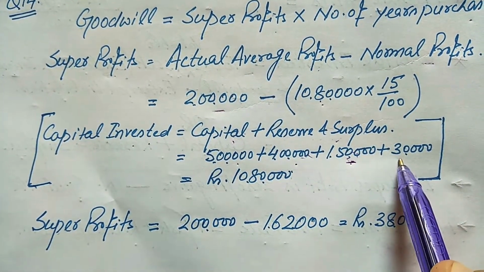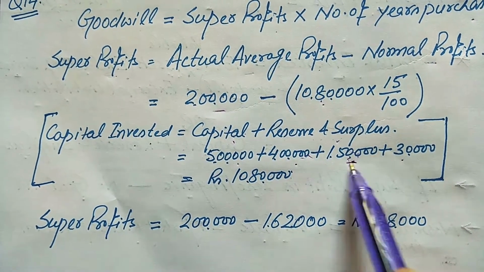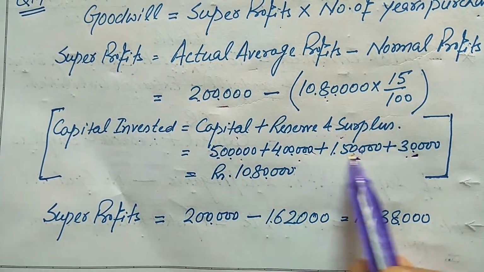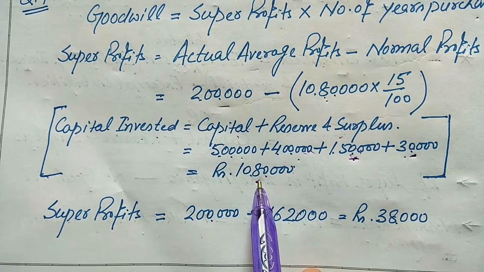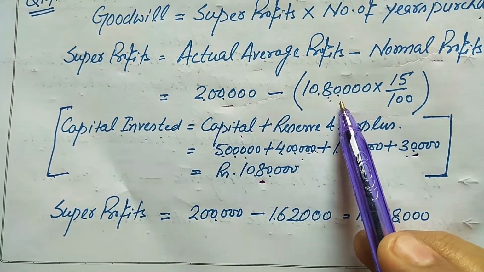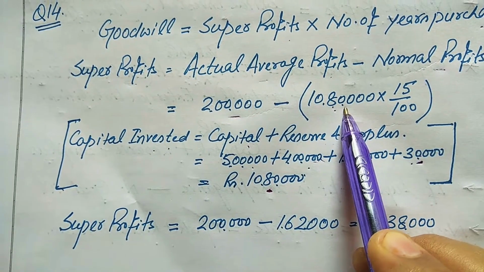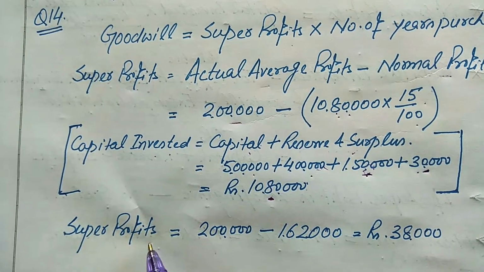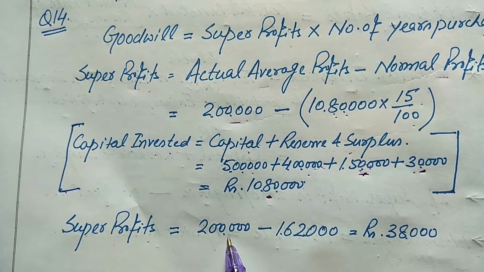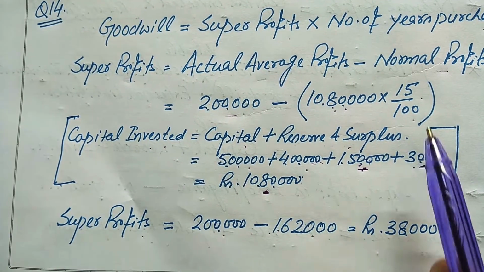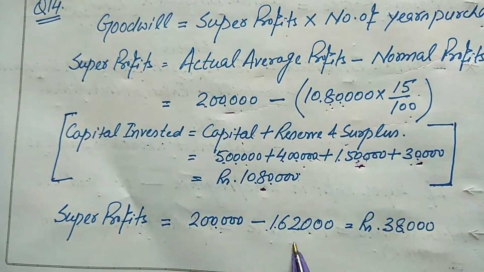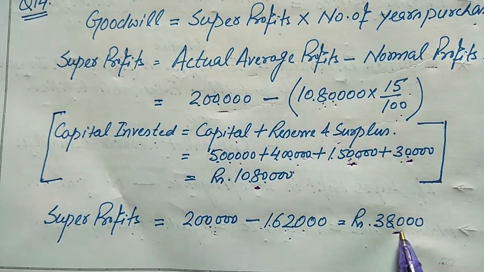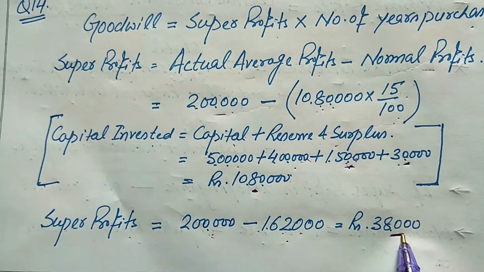And plus general reserve, this is the general reserve 1,50,000, and this is the profit and loss account credit balance, meaning profit given in the question. After adding these, the final capital invested is 10,80,000. That's why, while calculating normal profit, capital invested 10,80,000 into normal rate of return 15%. Now the super profit is average profit 2 lakh given in the question minus normal profit, 15% of 10,80,000, which will be 1,62,000. The difference between these two will be considered as super profit, and it is 38,000 rupees.